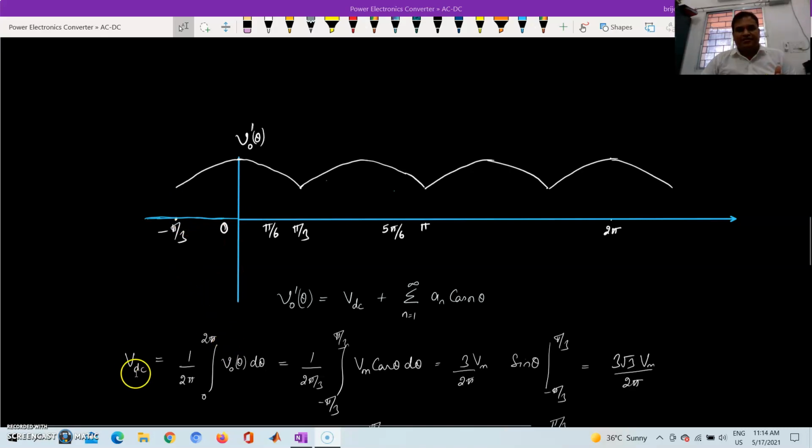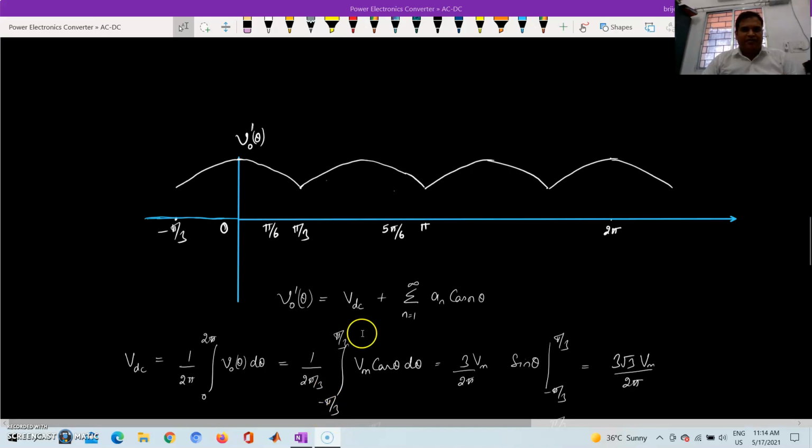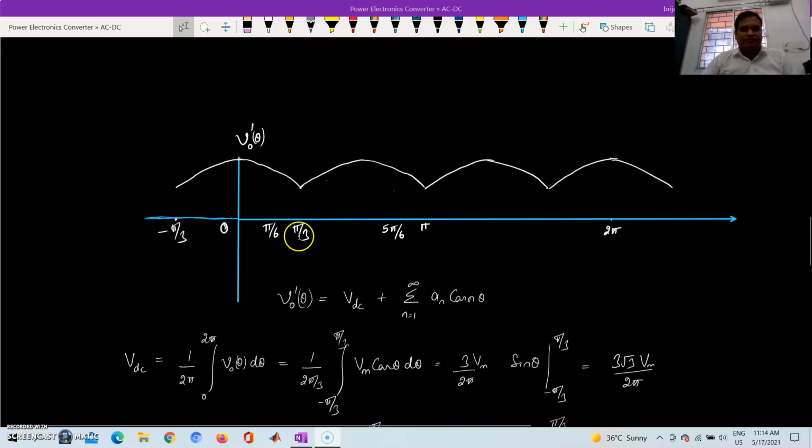The DC voltage, VDC, is 1/2π times the integral from 0 to 2π of V0(θ) dθ. Now we are taking one-third of the interval, so we divide the entire 360 degrees into one-third of it, that is 120 degrees, which is 2π/3. Integrating from −π/6 to π/6, this is a cosine waveform, so Vm cos θ dθ. After evaluating, we get 3√3 Vm/2π.